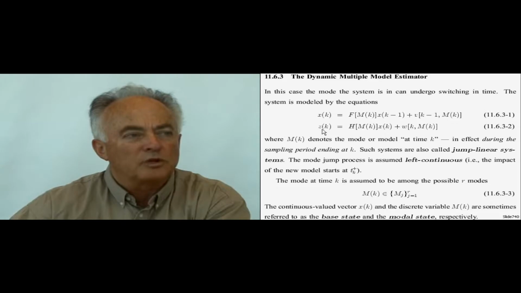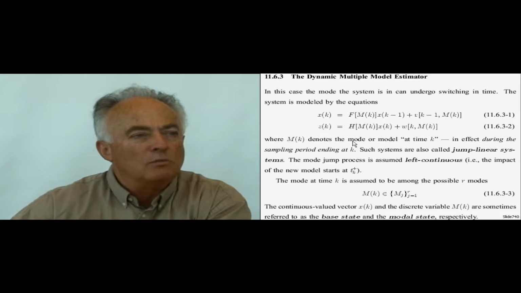And the output zk, the measurement, is a function h of the mode mk times xk plus w, the measurement noise at time k, which is again a function of the mode. Now here mk denotes the mode or model at time k, really the one in effect during the sampling period ending at k. This is why this is k, this is k, this is k, this is k again.